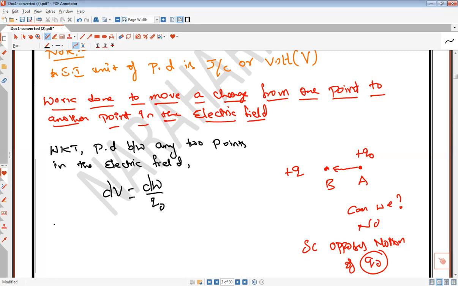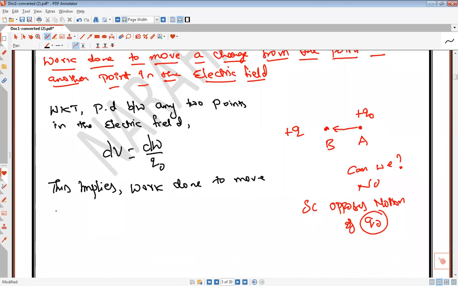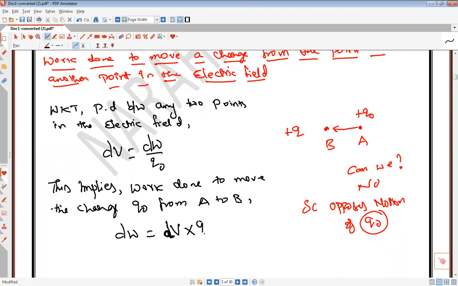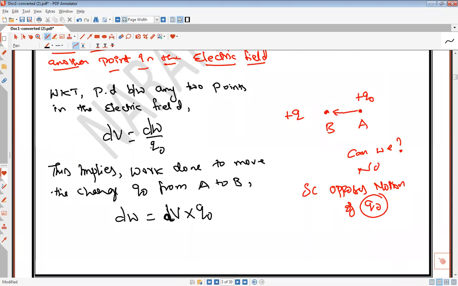So from this we can write work done to move the charge Q0 from A to B. dW can be written as dV into Q0, isn't it? Work done is nothing but dV into Q0.